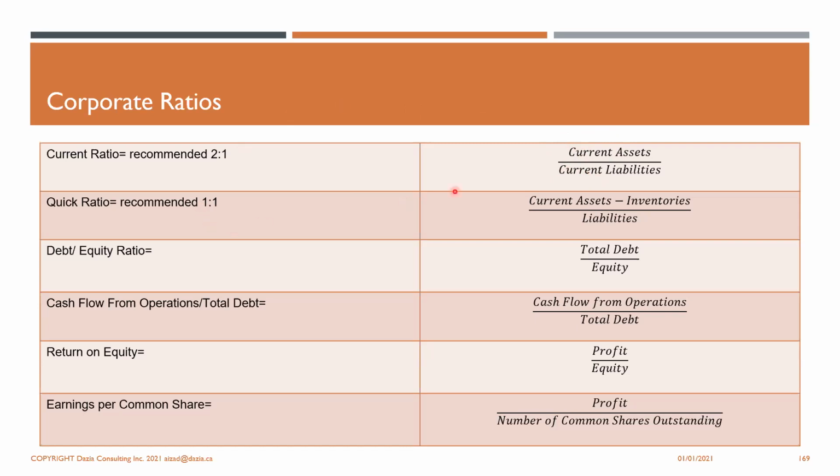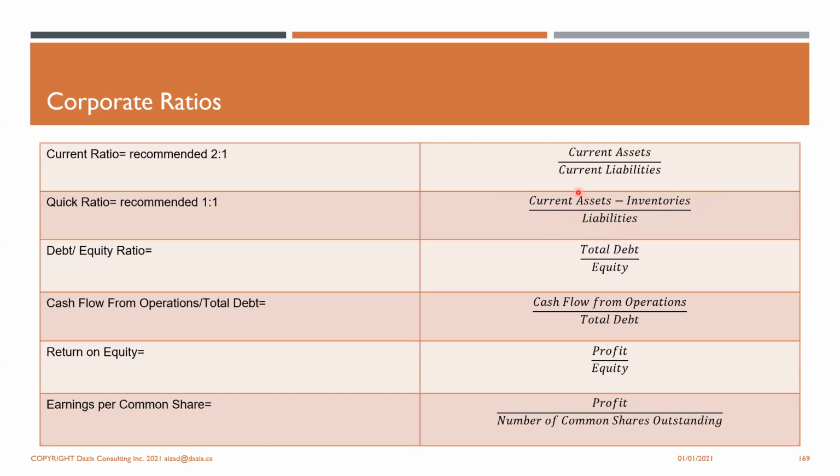Quick ratio. Now in the current ratio, we have inventory. We're assuming all the inventory is going to be sold. What is inventory? Finished product. So you have finished product in the market, and if you can't sell that finished product, do you still have enough money? So for the quick ratio, we minus the inventory from the calculation, and that will give us current assets minus inventory divided by, again, current liabilities. This should be 1 to 1.